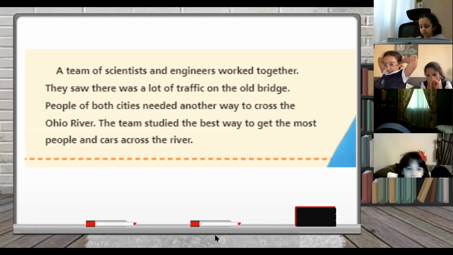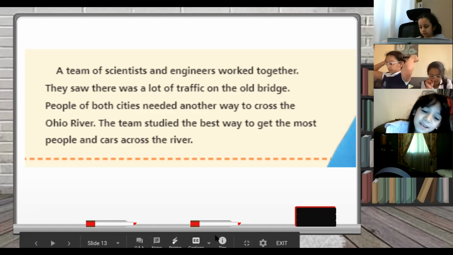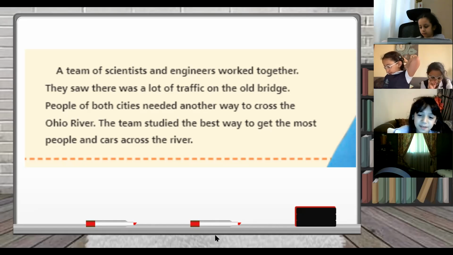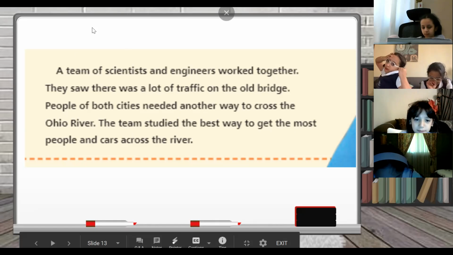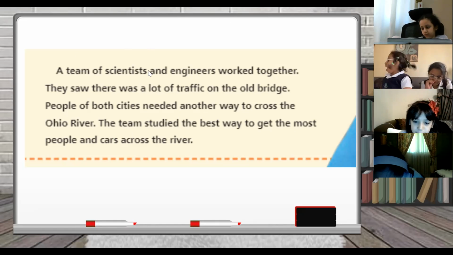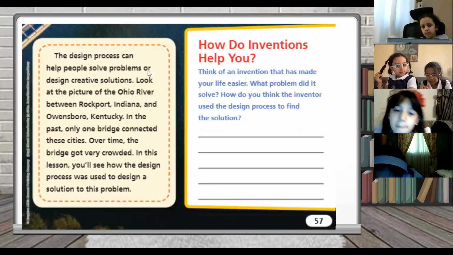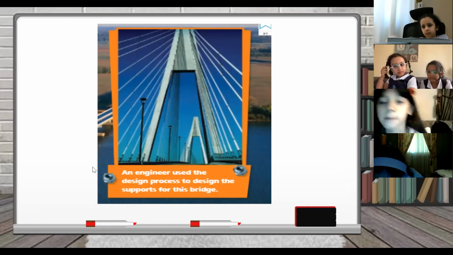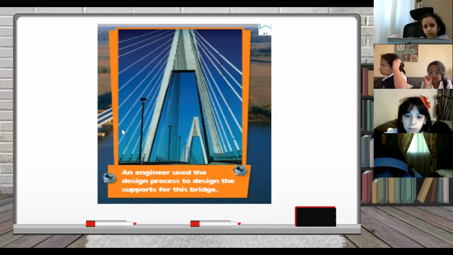We are talking about engineers and how engineers can solve problems. First of all, they need to find a problem. Like us over here, scientists and engineers, they found a problem in the bridge that they already did. The Ohio River, remember? That this bridge can get you across the river? Yeah, I know now. I thought there was a new lesson. We are completing the lesson.